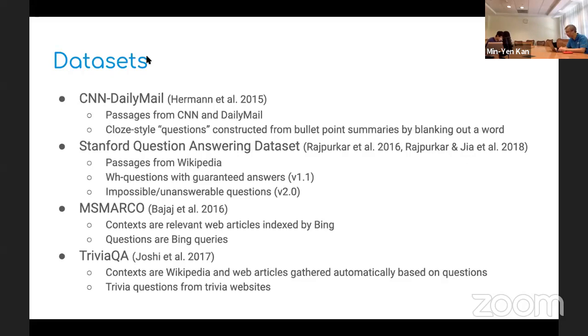So the last data set on this list is TriviaQA, so the context for TriviaQA are basically Wikipedia and web articles that are gathered based on the questions, and the questions they kind of reuse trivia questions from trivia websites. It's kind of like Jeopardy, I guess. Jeopardy. The IBM quiz show. Watson, right? IBM Watson. Yeah, so these are some of the popular data sets.